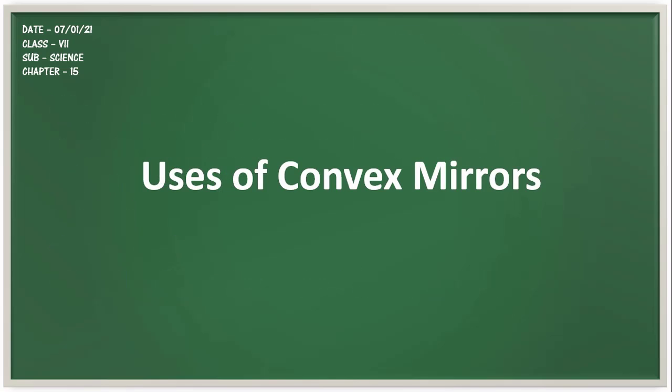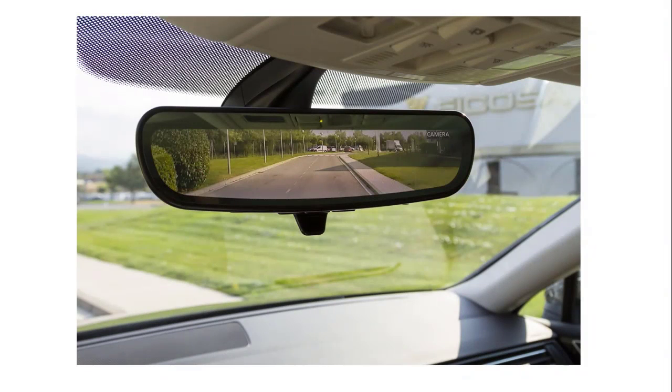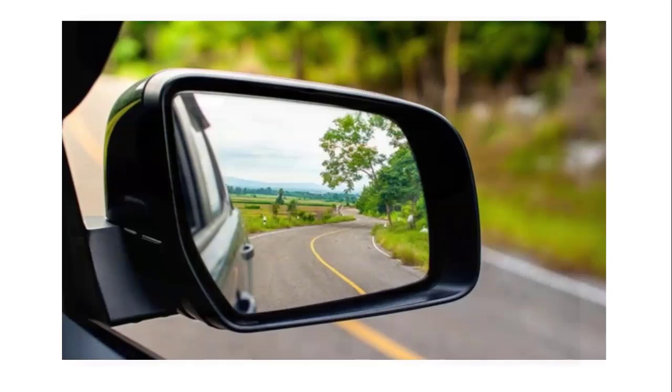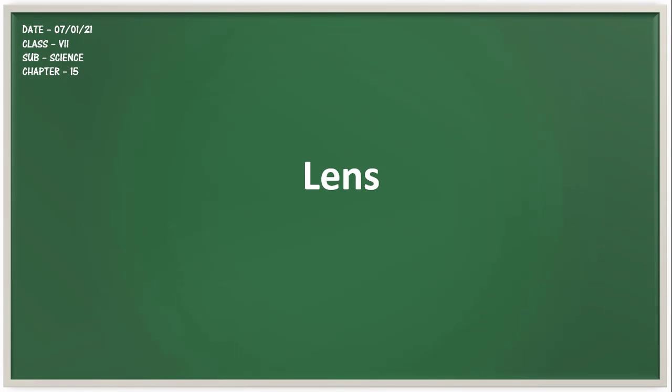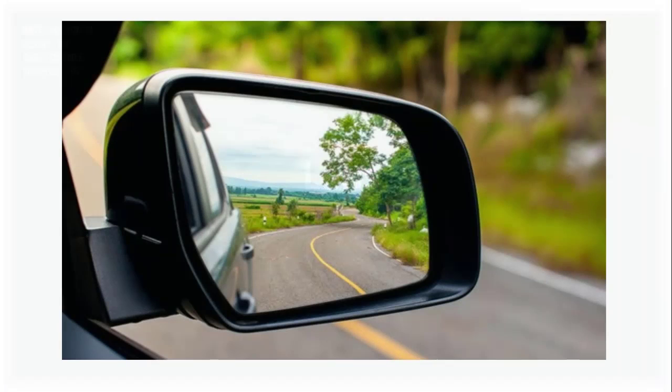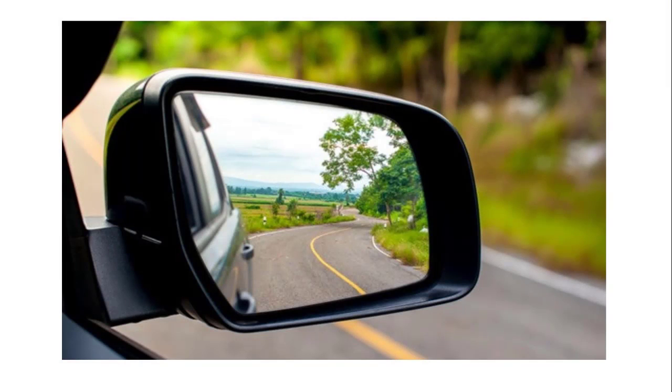Now, the uses of convex mirror. It is used to see the traffic at the rear side or back side on the road. Convex mirrors are used as rear view mirrors or side view mirrors in vehicles such as cars, scooters, buses, etc. Big convex mirrors are used as shop security mirrors. By installing a convex mirror in the shop, the shop owner can keep an eye on the customers.